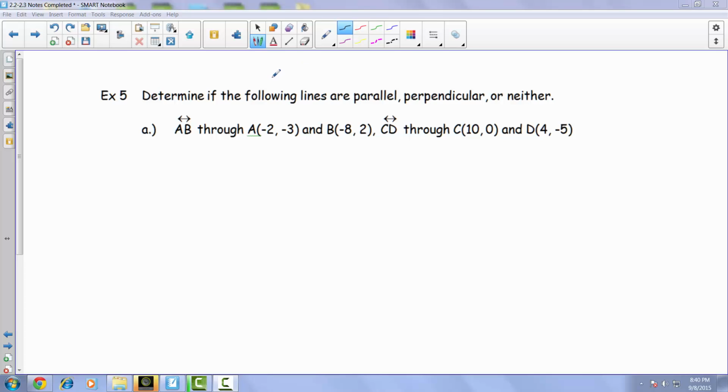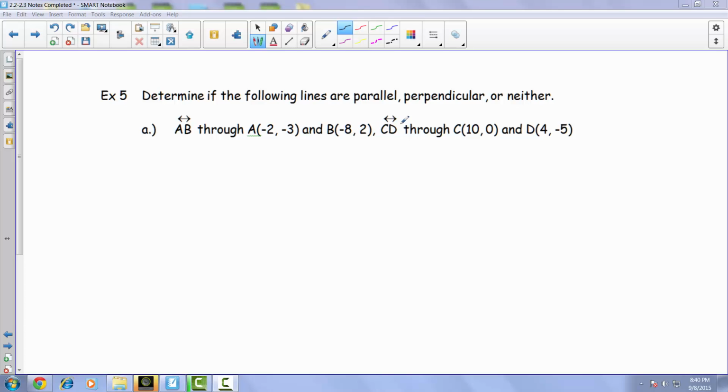Here we are at example 5A from our 2.2, 2.3 set of notes. We're asked to determine if the following lines are parallel, perpendicular, or neither. We have this line AB that has the points A and B. A is at (-2, -3), B is at (-8, 2).